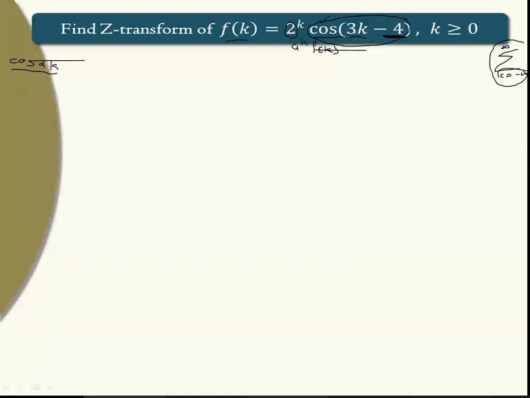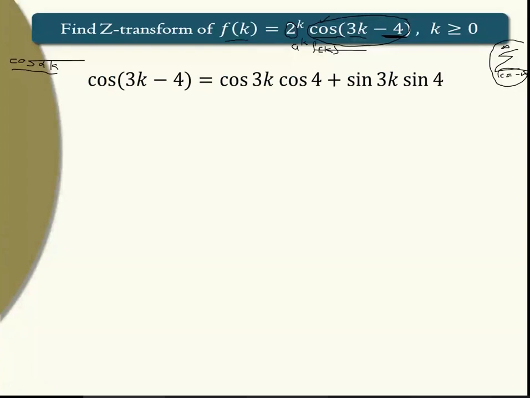But before that, we have to simplify this cos term. And we know we can separate this out by using the standard trigonometric formula of cos of a minus b, which is cos a cos b plus sin a sin b. Okay, a and b are 3k and 4. So carefully remember that trigonometric formula of cos a minus b. Taking a as 3k and b as 4, we get this term.